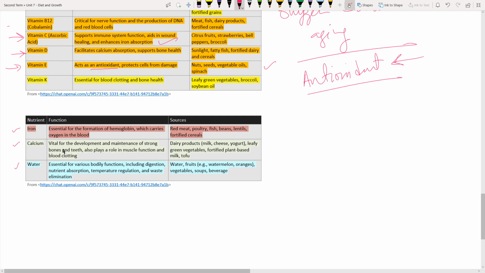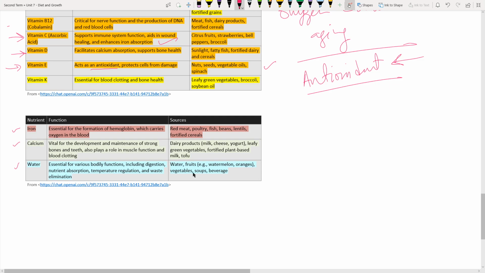Then for calcium, it is vital for the development and maintenance of strong bones and teeth. Also plays a role in muscle function and blood clotting, right? So the dairy products are the major source, and then we have leafy vegetables and fortified plant-based milk or tofu, right? Finally, water. It is essential for various bodily functions, including digestion, nutrient absorption, and temperature regulation and waste elimination, right?